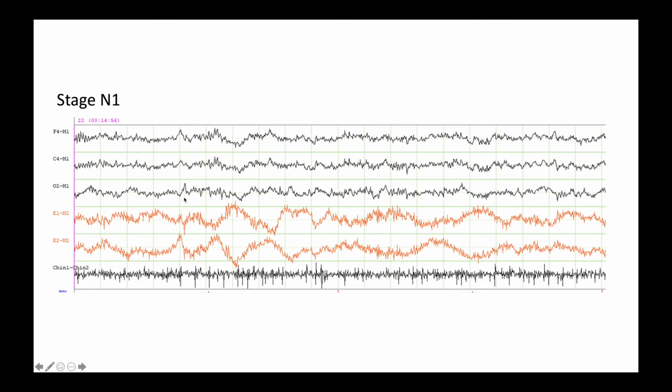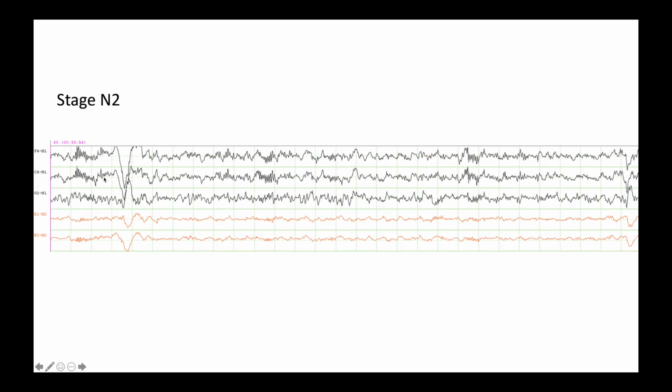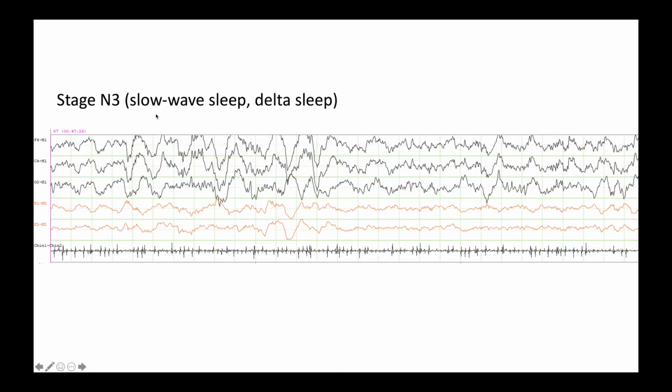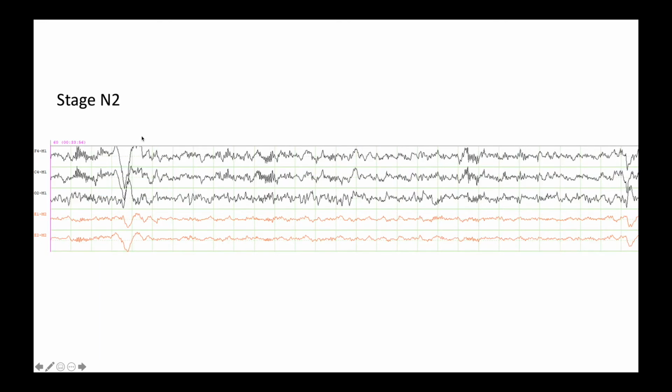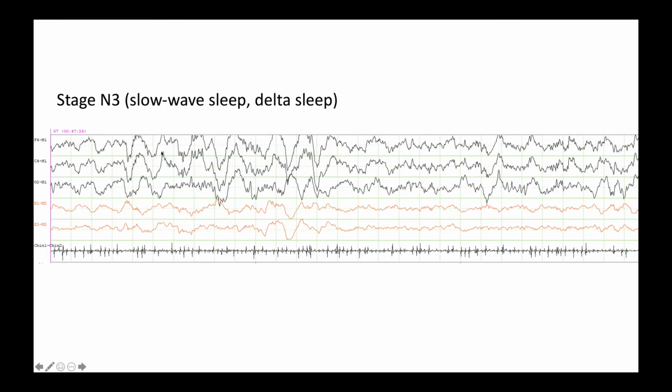So first you see the low amplitude mixed frequency of stage N1, and as soon as you start seeing sleep spindles and K complexes, you know you're in stage N2. Stage N3 is also called slow wave sleep, or even delta sleep or delta wave sleep, and that's because it's characterized by delta waves. Instead of seeing the discrete single delta wave of a K complex that we see in stage N2, we start seeing delta waves happening over and over again. They come together in clusters and might even cover the entire epoch. But as long as they take up 6 seconds or 20% of the epoch, it's considered stage N3.